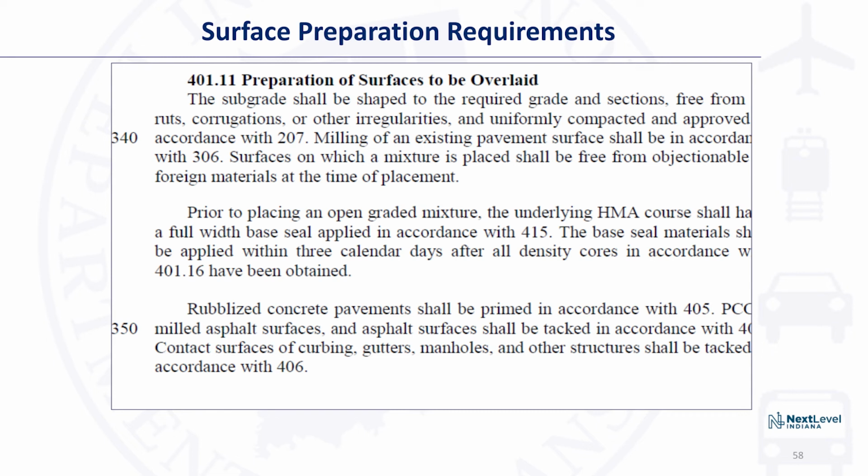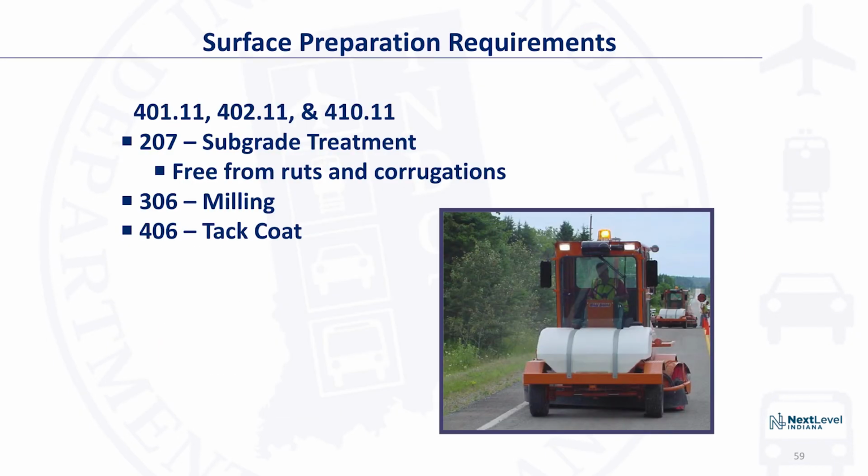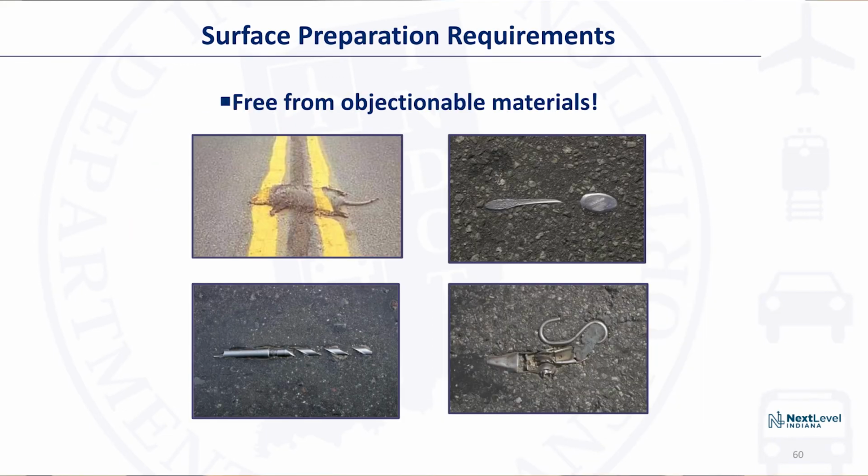And then there are some miscellaneous things about the surface you're paving on. It's scattered through the specs. It's obvious stuff again, but you got to say it or it won't happen. The subgrade free from ruts and corrugations. There's some various things about milling. Like I said, everything's got to be tack coated. Free from objectionable materials.